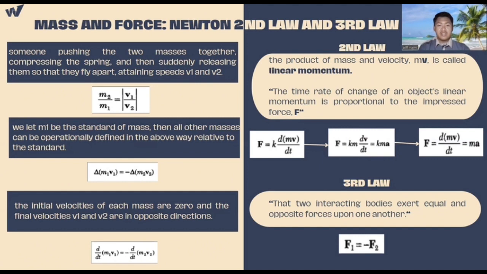Thus, the second law can be written as F equal to K d(mv)/dt, where K is a constant of proportionality. Considering the mass to be constant, independent of velocity, we can write F equal to K d(mv)/dt equal to ma, where a is the resultant acceleration of a mass m subjected to a force F. Thus, we finally express Newton's second law in the form F equal to ma. The force F on the left side of the equation is the net force acting upon the mass, that is, the vector sum of all the individual forces acting upon m. This is equivalent to F1 equal to negative F2, which is Newton's third law.